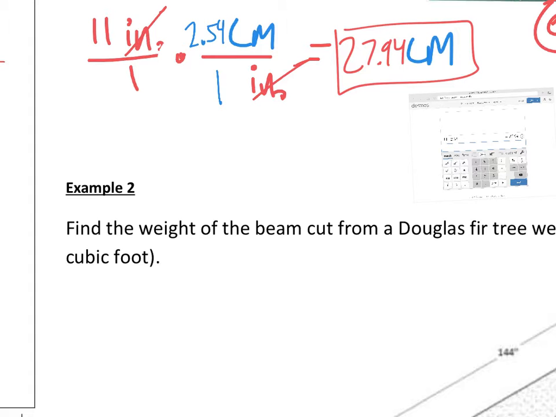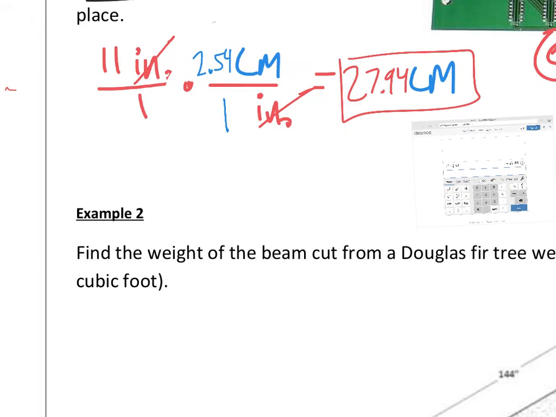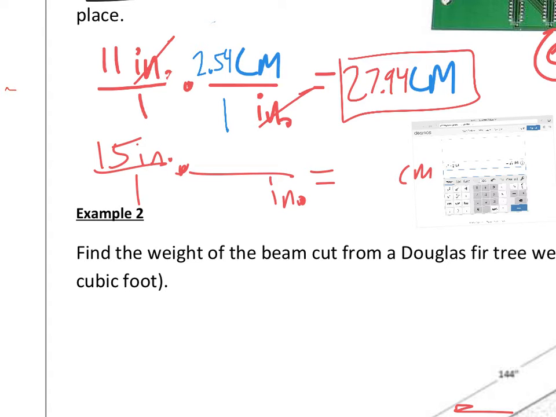Okay, well, what about the other one? What about 15 inches? Okay, so let's start with 15 inches this time. Again, we want this to be equal to some centimeters, so we're going to need a conversion factor. It might be helpful to write this as a fraction. I want to get rid of the units inches, so I'm going to put inches on the bottom.